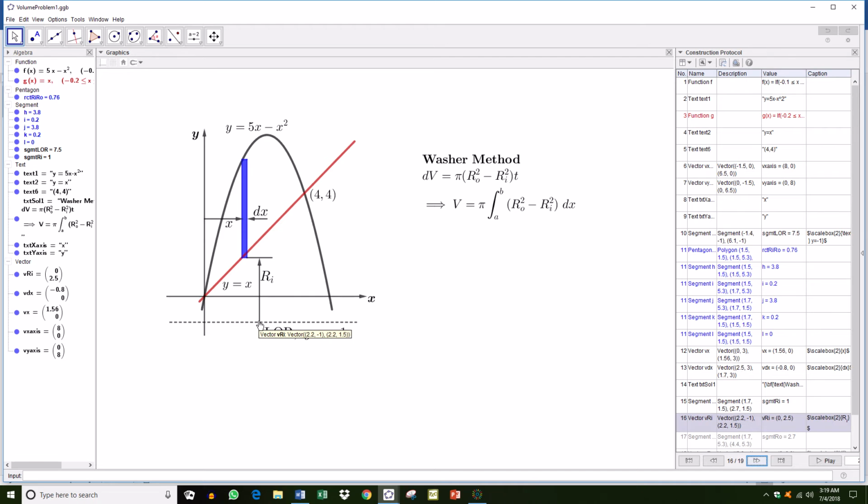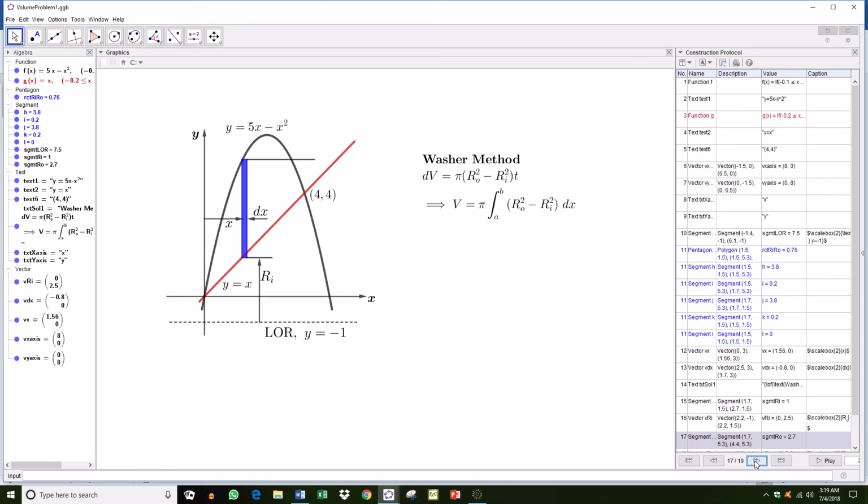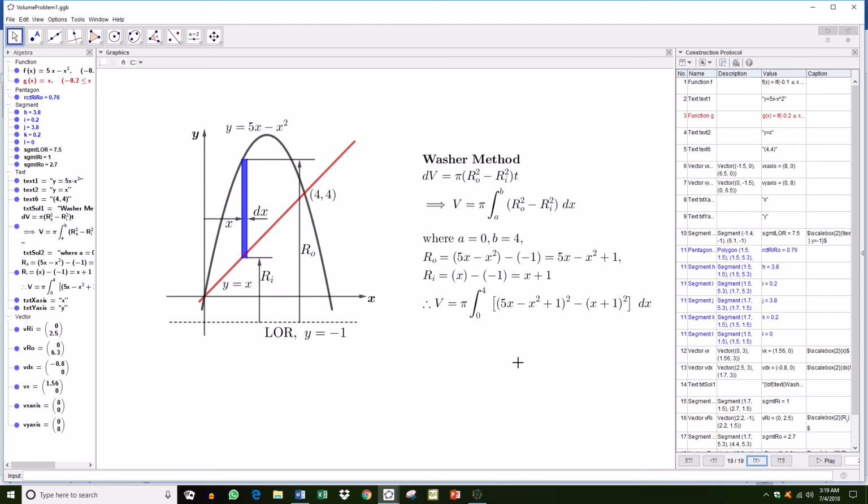And R sub O is the distance from the line of revolution to the farthest point on the rectangle, which is that one. Okay. Now the question is, can we figure out exactly what R sub O and R sub I are? Well, for starters, A is definitely 0. At this point, the x value is 0. And B is 4. The x coordinate at this right hand point is 4.